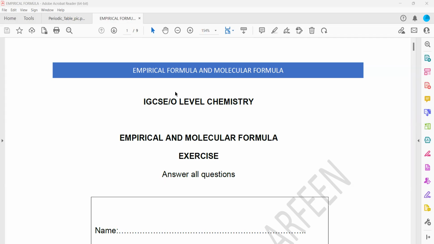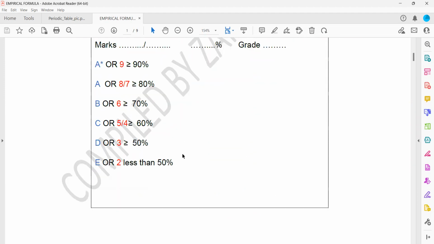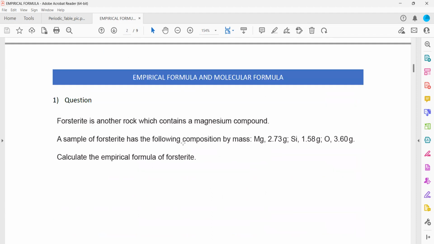This exercise is related to empirical and molecular formula. As we discuss how to work out the empirical formula now, we'll do only questions related to that. And the second part about molecular formula, we will also do today, but later.